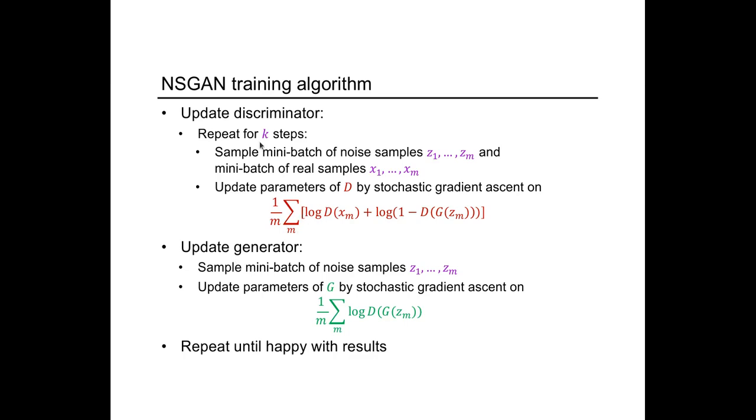Then we update the generator. We take the average because we are using a mini batch of size m. We update the generator by sampling a mini batch of noise samples and update the parameters of G by stochastic gradient ascent on 1 divided by m times the sum of log D(G(z_i)). And we repeat until we are happy with the results or until convergence is achieved. Remember, the difference between these two is that for the discriminator we use both noise samples as well as real samples, but for the generator we only use noise samples, because the generator produces images from noise.